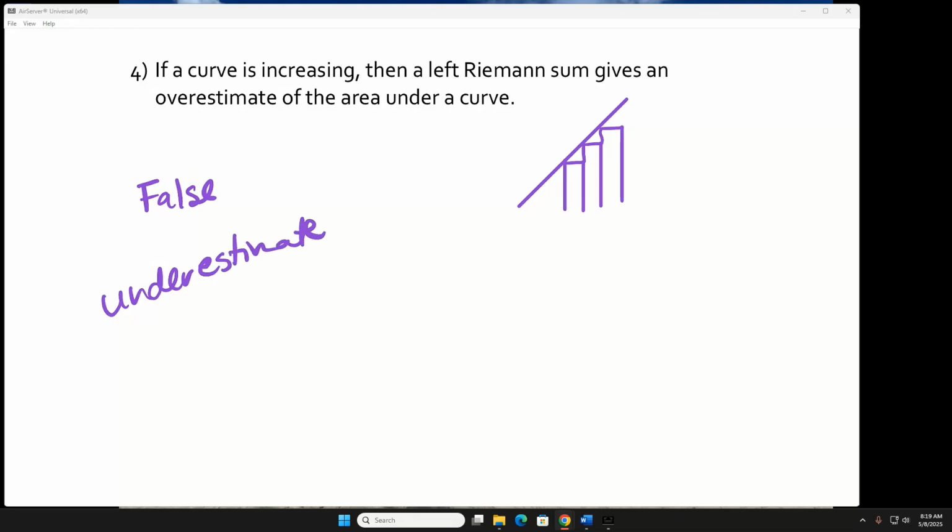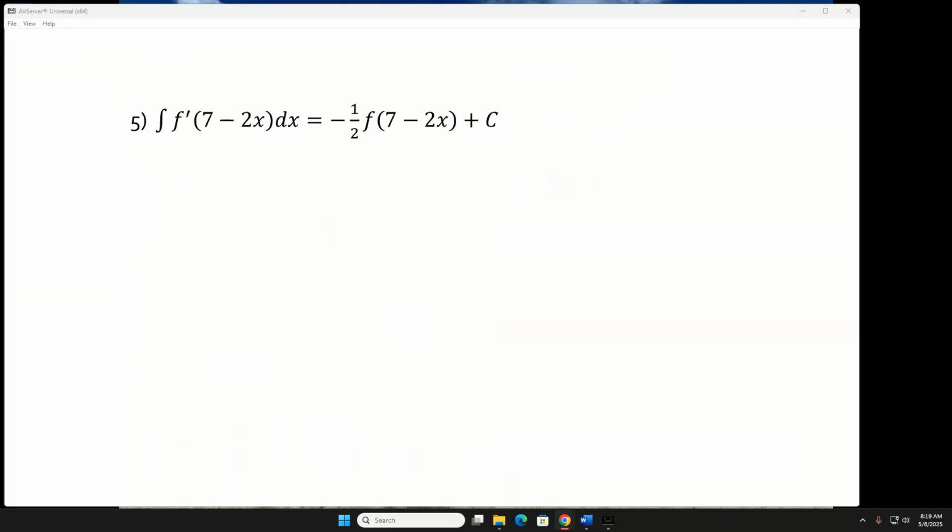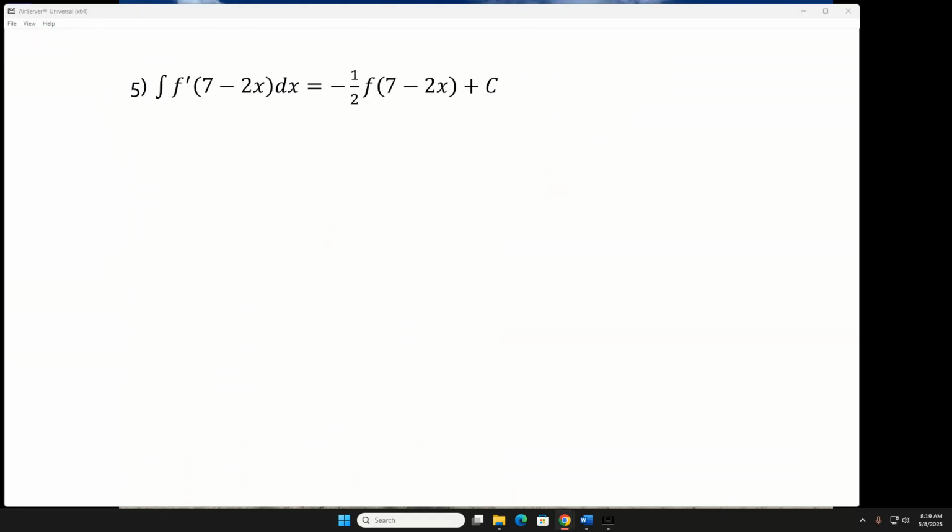Okay, one more to do. Okay, so we want to know if the integral of f prime of 7 minus 2x dx is equal to negative 1/2 times f of 7 minus 2x plus c. So this one is probably going to take you a minute.